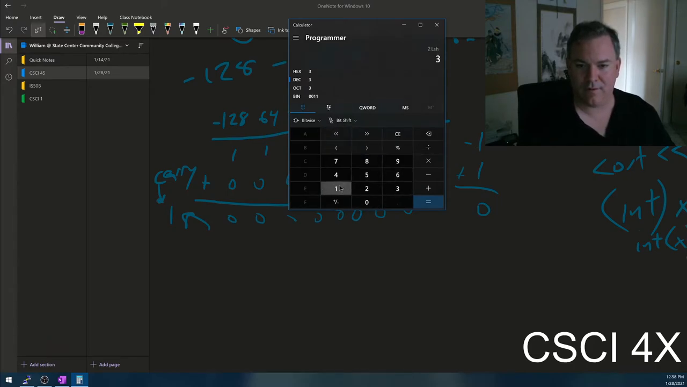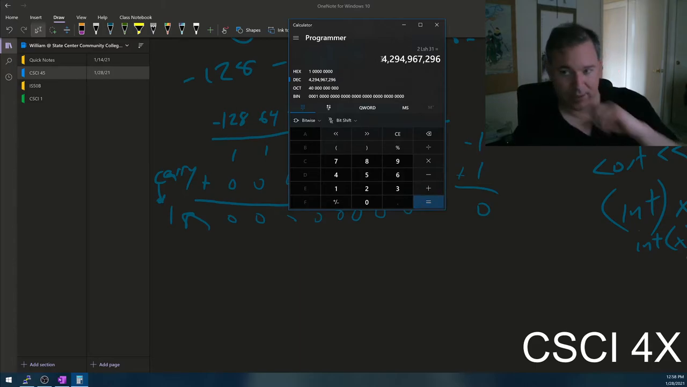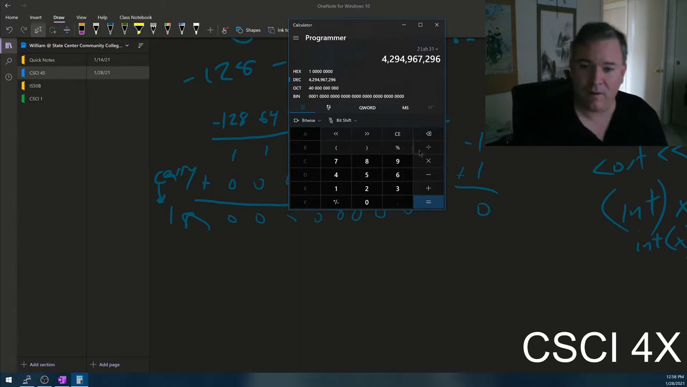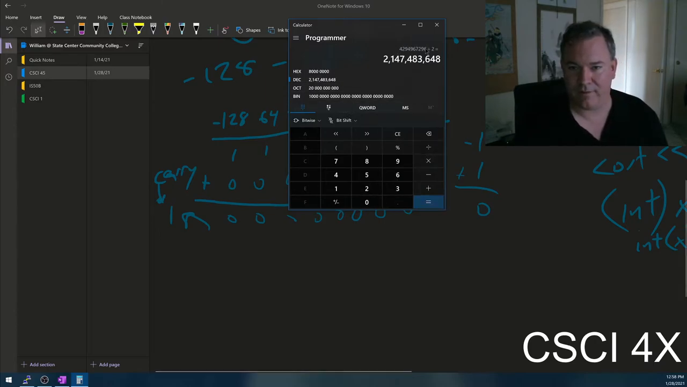Two left shifted 31 times. 4.2 billion is the maximum. This is the maximum integer for an unsigned 32-bit. And so, divided by 2. So it's like 2.1 billion and change.